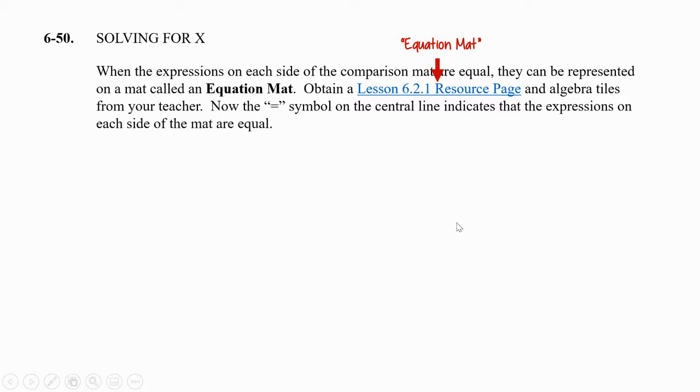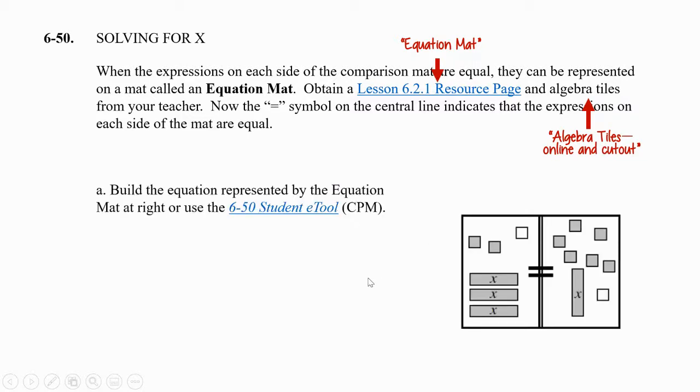It's something we used in class with algebra tiles to represent the different sides of the equal sign on both sides of the equation mat. It also talks about algebra tiles here, which we can find also on Google Classroom under algebra tiles online and cutout. So this is what an equation mat looks like right here. Obviously, this one has algebra tiles on it already, but the one posted on Google Classroom is just a blank version.